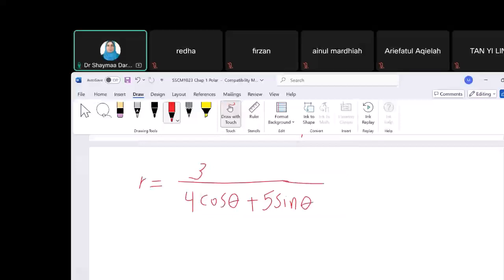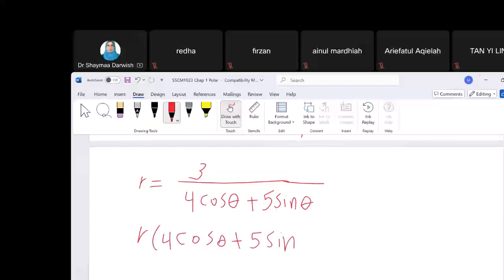Now this one is polar, and we need to convert it to Cartesian. Your friend said we need to make r equal to 3 over 4 cos theta plus 5 sin theta. Yes, exactly.